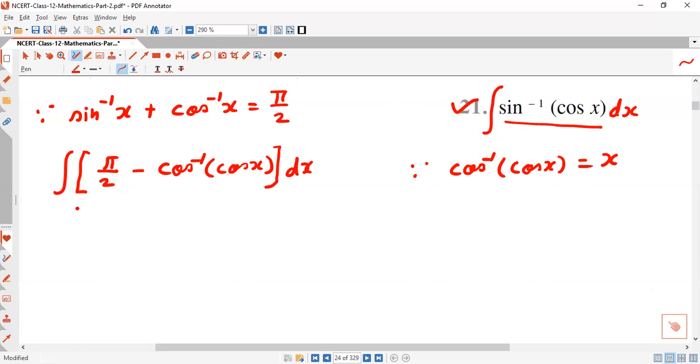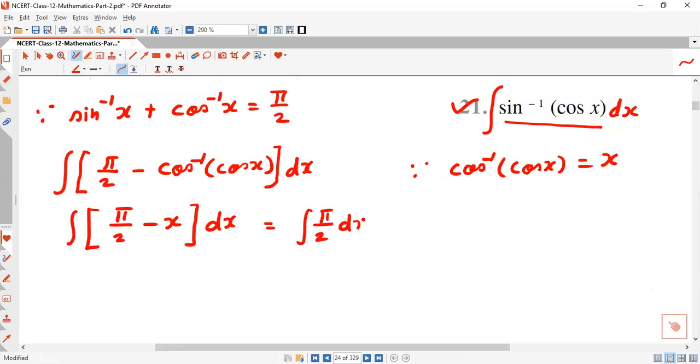So this will be equal to what? The integration of pi by 2 minus x, dx. Separate the terms. If you separate the terms, what are you getting? Pi by 2 dx, where pi by 2 is a constant, minus x dx. Taking the integration: pi by 2 into x minus x square by 2 plus some constant c. This is the answer.